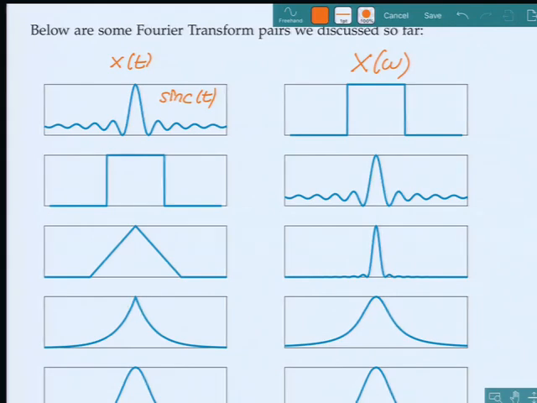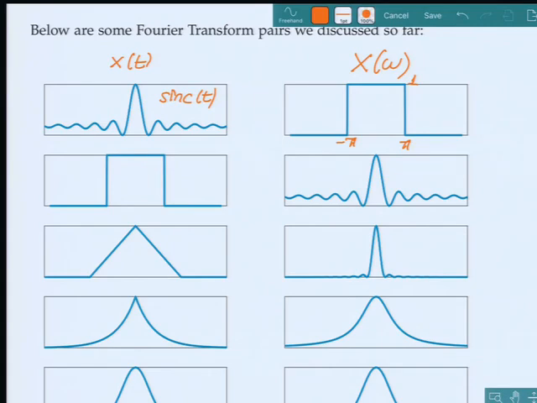Anyhow, back to the question. What are the cutoff frequencies? Pi and negative pi. Thank you. And the amplitude is 1. Okay. All right.